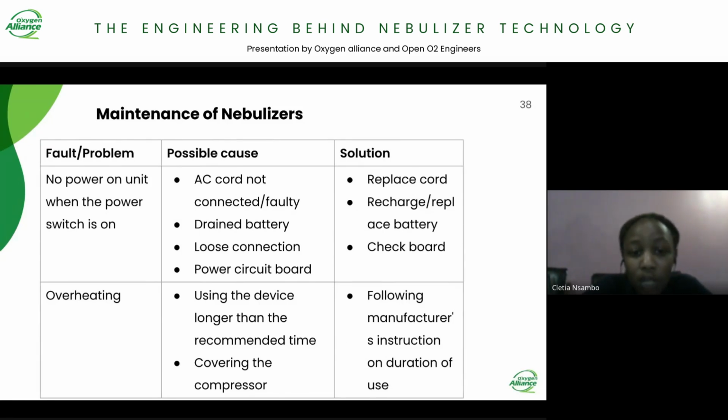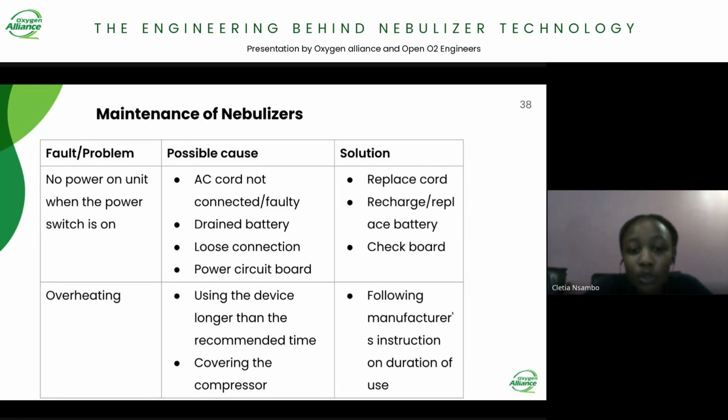For those that use batteries, maybe your battery is drained or your battery is expired. So you can recharge your battery or just replace the battery overall. And you might also have loose connections. These loose connections, as mentioned, especially for the ultrasonic nebulizers that have the power circuit board, you might have loose connections.